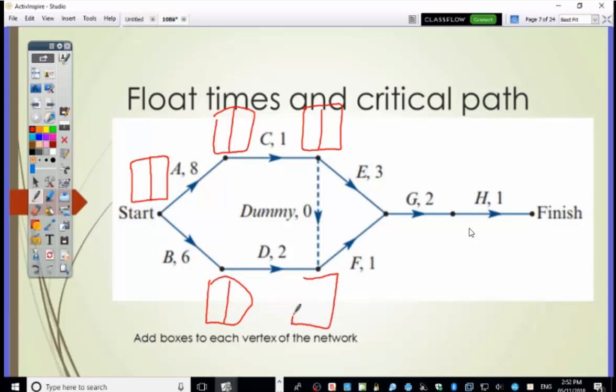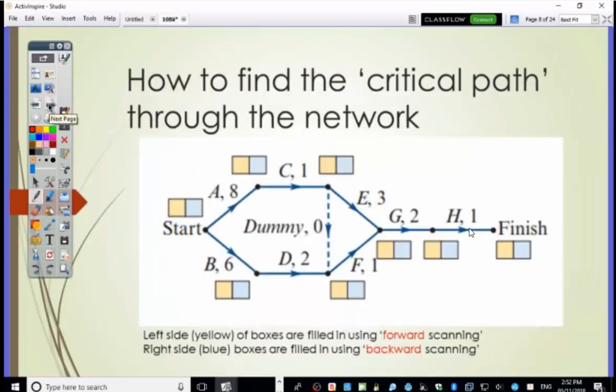And you're going to be filling in these numbers, and from the numbers that you fill in, you will find float times and critical paths. So those are the boxes. That's what it will look like. Basically, this is what's in the textbook. They very inconveniently in the textbook talk about yellow boxes and blue boxes, which doesn't really help because you're not going to be drawing them yellow and blue. I'm just going to refer to the first box and the second box in each vertex, okay?